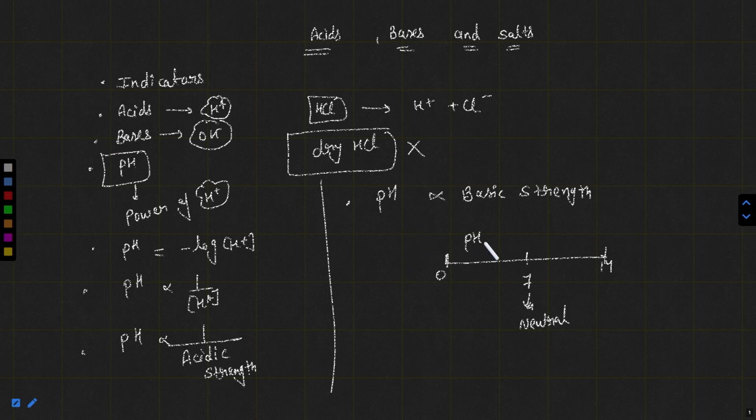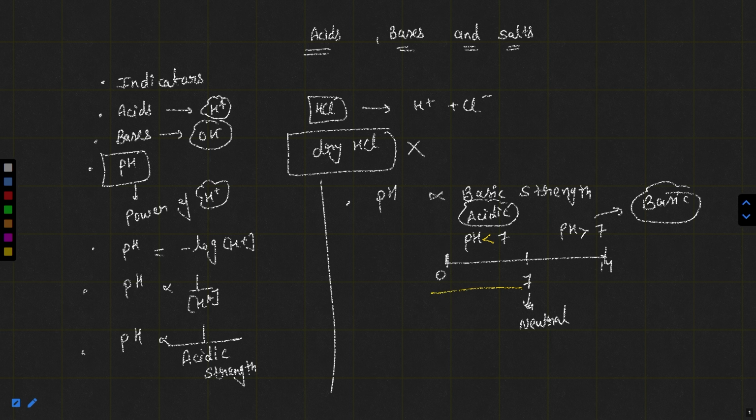If pH value is less than 7, the substance is said to be acidic in nature. If pH value is more than 7, the substance is said to be basic in nature. If the substance is acidic, pH value is less than 7. If the substance is basic, pH value is greater than 7. Now listen to me very carefully.